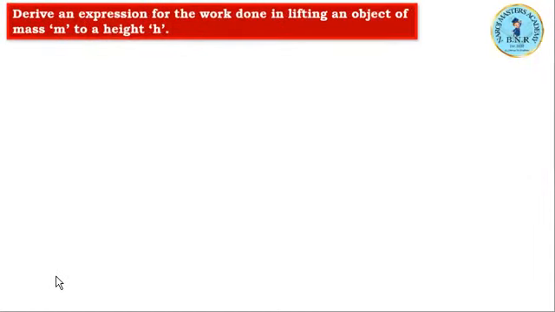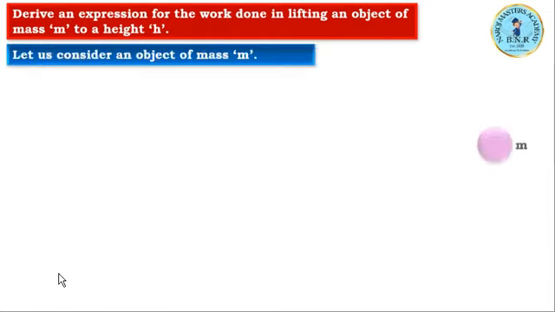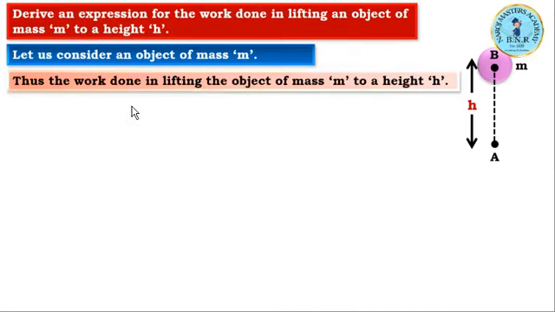Derive an expression for the work done in lifting an object of mass m to a height h. So let's consider an object of mass m and then it is lifted up to a height h. So this is mass. Slowly lift it up and then measure the height from point A to point B, whose height is h. So what we have to find here is the work done in lifting an object of mass m from point A to point B of height h.